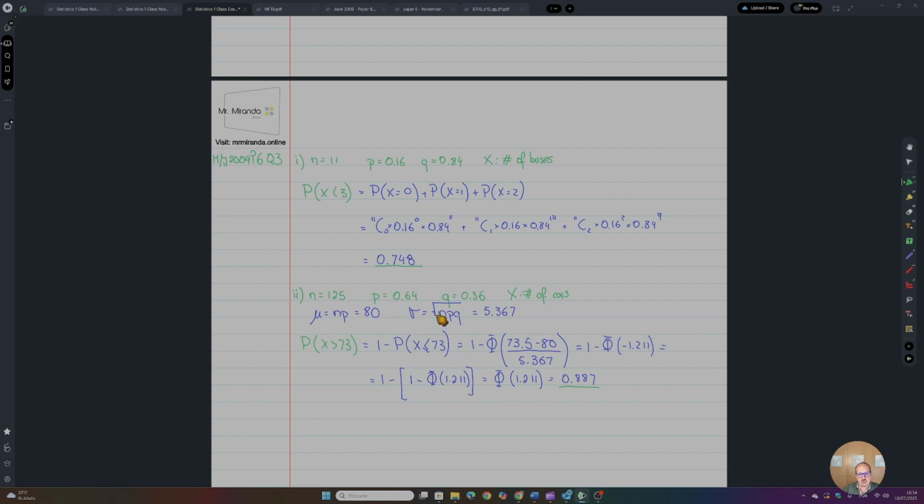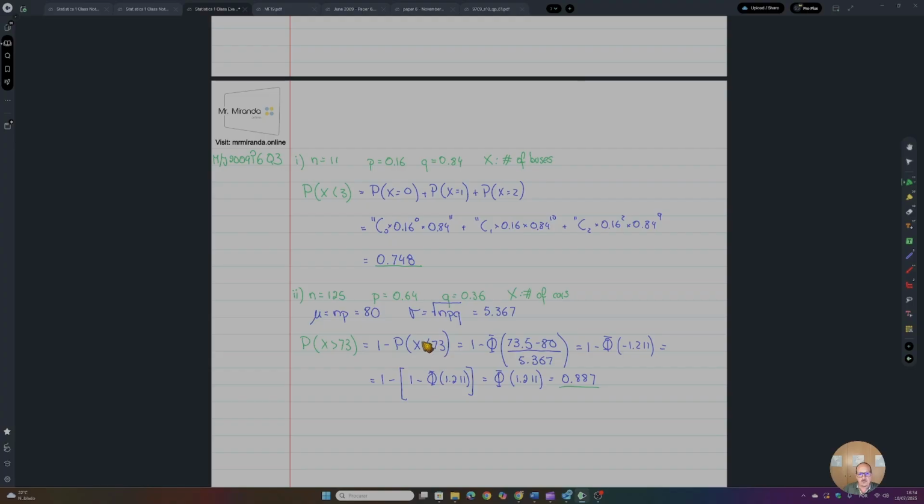The standard deviation is given by the square root of npq, so here you have everything that you need. The probability that x is bigger than 73 is equal to 1 minus the probability that x is smaller or equal to 73. We went through this extensively in the other lessons, in the section of questions.